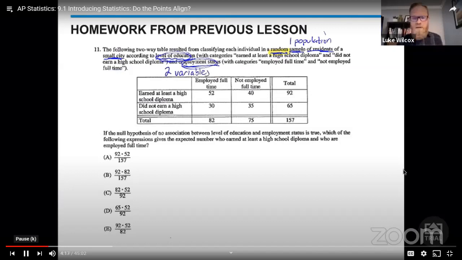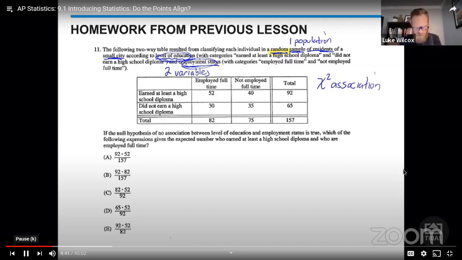So anytime we have one sample or one population with two variables, that is a clue to us that we want to be doing a chi-squared test of association, also known as a chi-squared test of independence. So let's continue reading. The other clue, by the way, is the fact that we have a two-way table here. The two-way table is sort of a giveaway to you that you're either going to be doing a chi-squared test of homogeneity or a chi-squared test of independence.